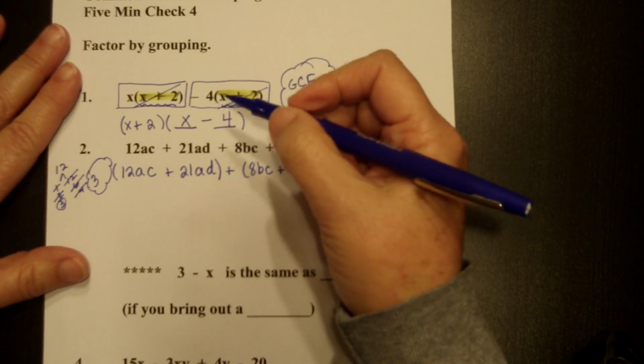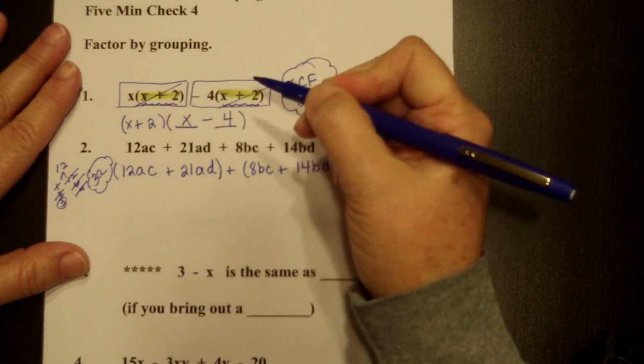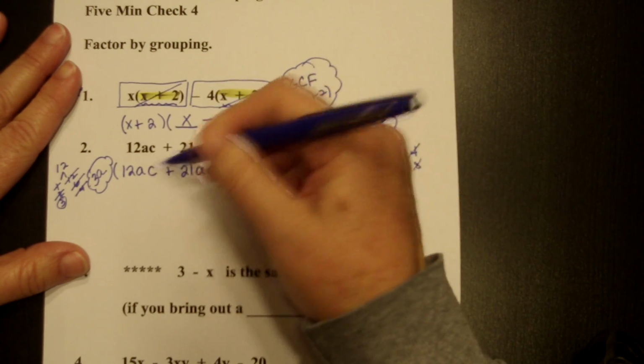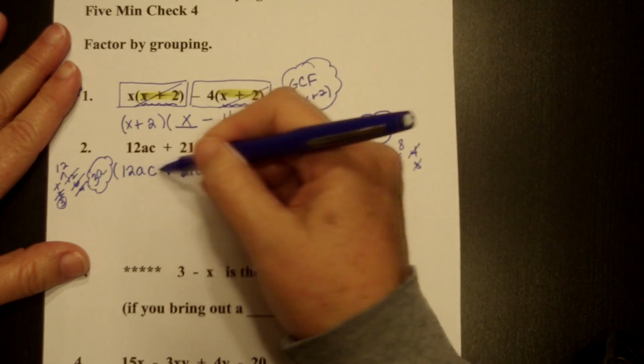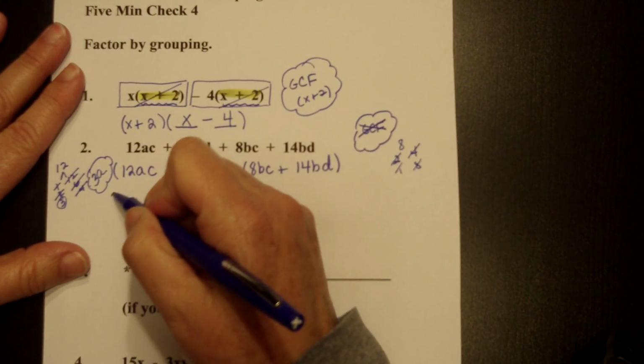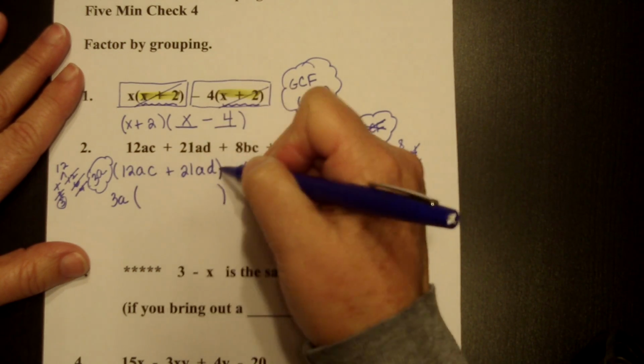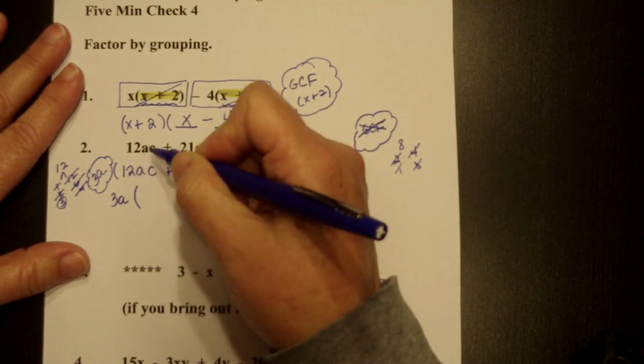Well, now we have to look at the letters. Is there an A in both? Yes, there's an A in both. Is there a C? No. How about a D? No. So my greatest common factor here is 3A. So now we're going to write 3A. We're going to write our parentheses. This is 2 terms. And then we're going to divide it.